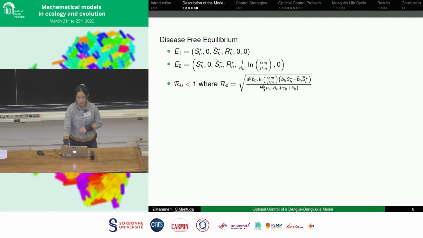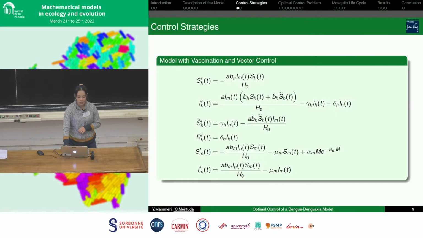In our study, we apply two control strategies. First, we have the vaccination, and then the vector control, and we also try the combination of vaccination and vector control. With our ODE, to apply the vector control, we simply put the V_M S_M and V_M I_M, where V_M is just the rate of applying pesticides for the mosquito.